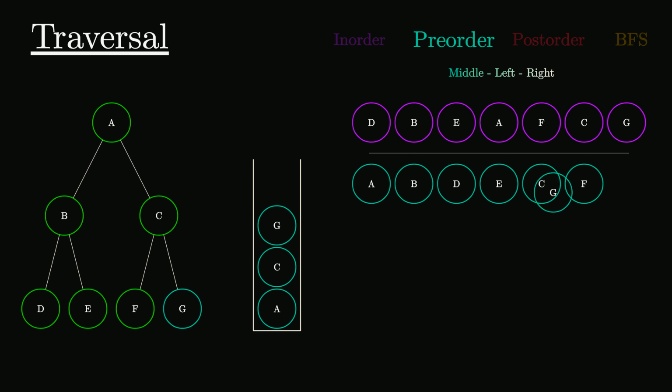Finally, add G. We are done here, but officially we backtrack all the way back up to A. In other words, starting at the root node, for every node we encounter, append the node to the array. Then, explore the left subtree as far as possible, followed by the right subtree.